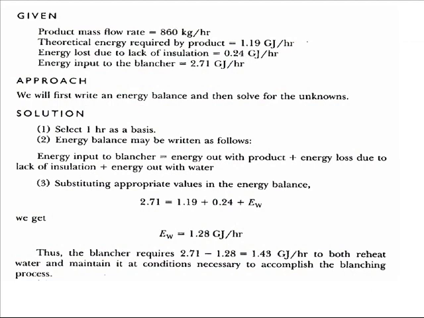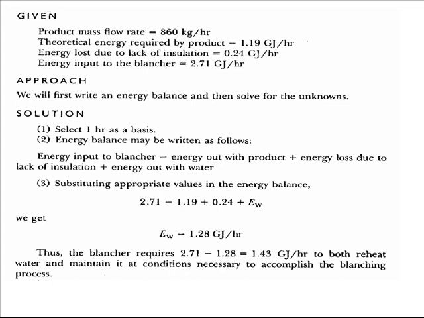And now on to the solution of the problem. We first collect what we have as given information. Here we know the product mass flow rate, which is 860 kilograms per hour, the theoretical energy required for the product, which is 1.19 gigajoules per hour, the energy lost due to lack of insulation, which is 0.24 gigajoules per hour, and the total energy input to the blancher, which is 2.71 gigajoules per hour.